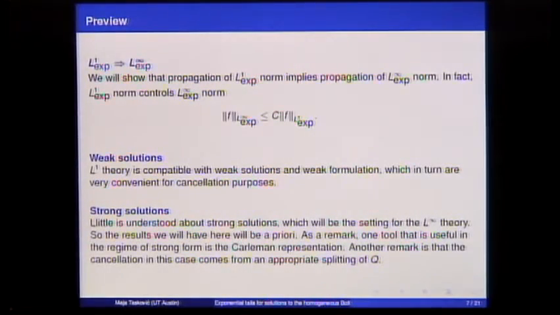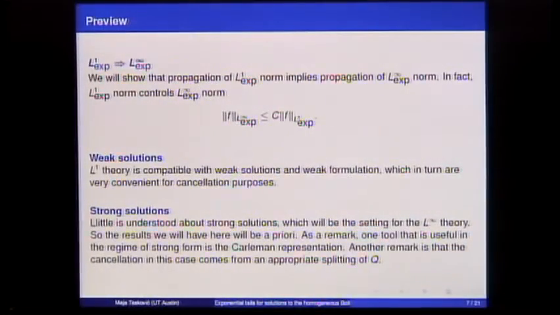And a little preview, just in case I run out of time. The main point I want to convey today is that if you show first the L1 propagation, then you will get the L infinity propagation. More precisely, we can establish the following estimate. The L infinity exponentially weighted norm is bounded in a linear way by the L1 exponentially weighted norm. So once you establish this and get the propagation of L1 norms, you will get for free the L infinity norms.